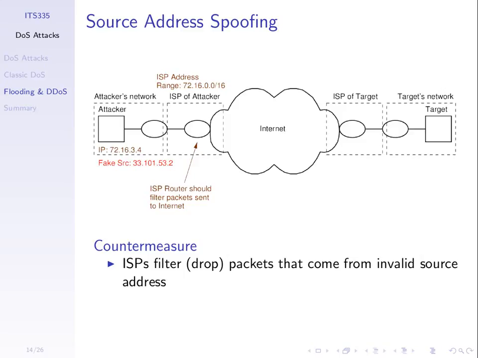And some ISPs will do that. And it's a good security measure to not allow people to send packets with fake source addresses inside your network. And if the ISP does that, then the attack using a fake source address will not be effective. Unfortunately, not all ISPs do that, so still attacks with fake source addresses are possible.